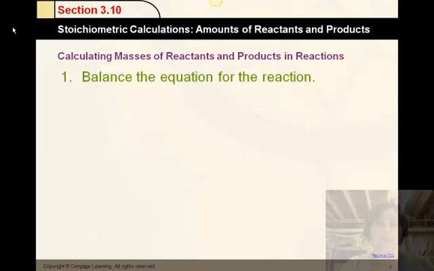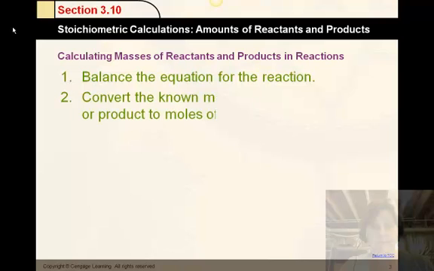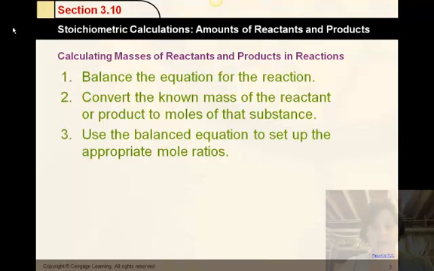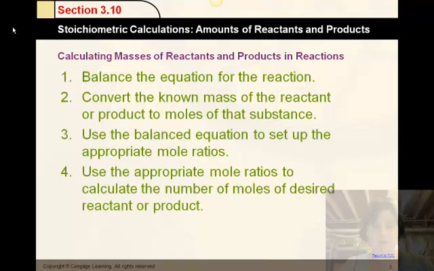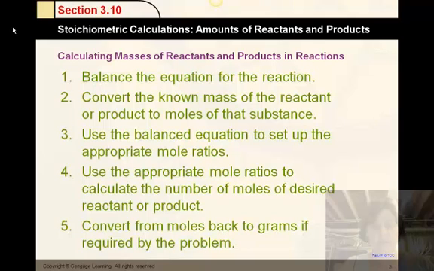The coefficients are the number of moles, and that will lead us to the correct ratio between the reactants and the products. Then convert the known mass of the reactant or product to moles. Use the balanced equation to set up the appropriate ratio. Then use the appropriate mole ratios to calculate the number of moles of desired reactant or product. Convert from moles back to grams if required by the problem.